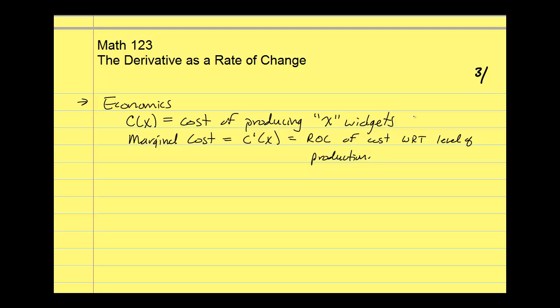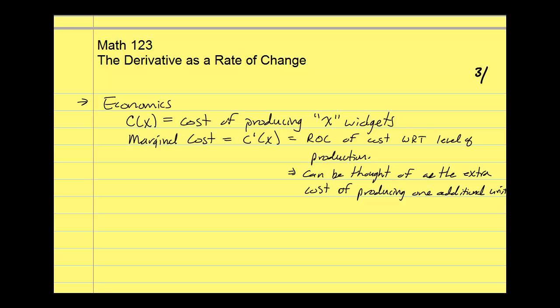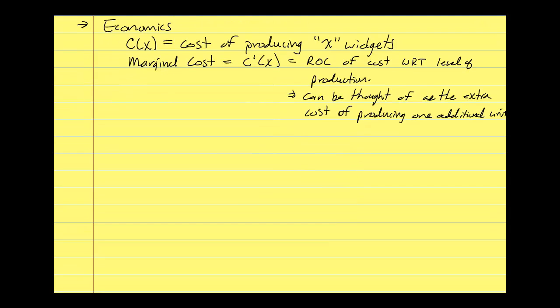Now we can kind of think of this as the extra cost of producing one additional unit in a very general sense. So it's not the exact definition, but it can be thought of as the extra cost of producing one additional unit. In a vague sense. There's a little bit more to it than that, but if you think about it like that, you can usually figure out most problems.